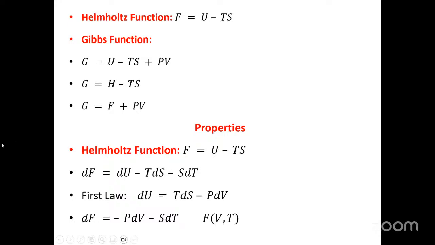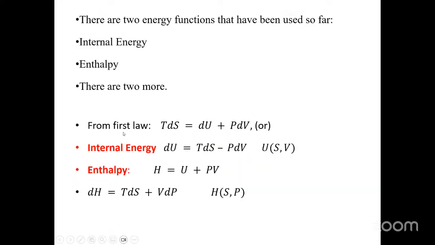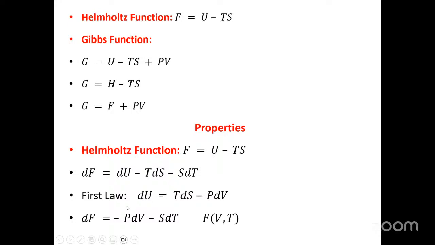Here, what are the properties of this Helmholtz function? F is equal to U minus TS. And dF is equal to dU minus TdS minus SdT. So we are taking here the first law of thermodynamics. dU is equal to TdS minus PdV. That is the formula of the first law of thermodynamics. We are applying it for this Helmholtz function: dF is equal to minus PdV minus SdT. We are taking F, the Helmholtz function, as a function of volume and temperature.